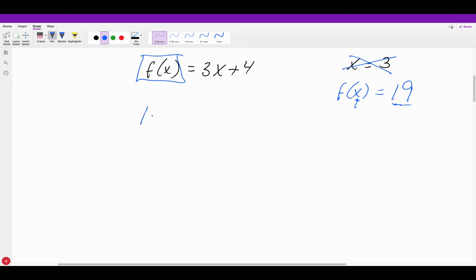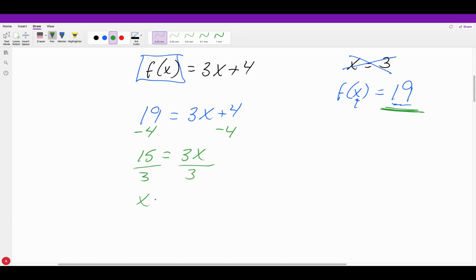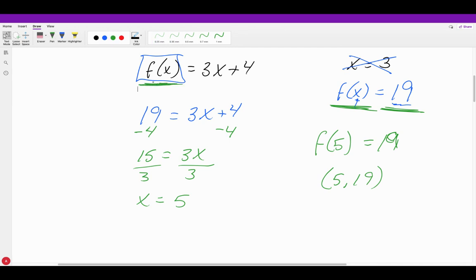So if it's written like this, we would say 19 is equal to 3x plus 4, and now we're trying to solve for, well, what x value generated our function output of 19, and we solve it just like we would a regular equation. So now 15 is equal to 3x, we divide by 3, and that means x is equal to 5. So that meant that when x was 5, our function was 19. So we can say f of 5 is equal to 19. Or we can write the ordered pair as 5, 19, right? But if it just says f of x is equal to 19, that means that we're substituting for the entire function of what it was equal to, and we're not just substituting in for the variable.